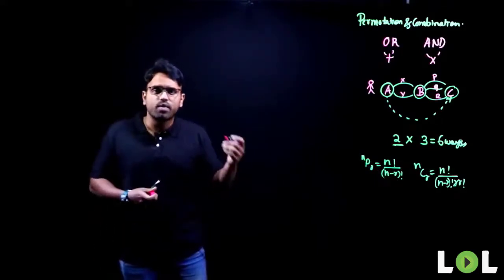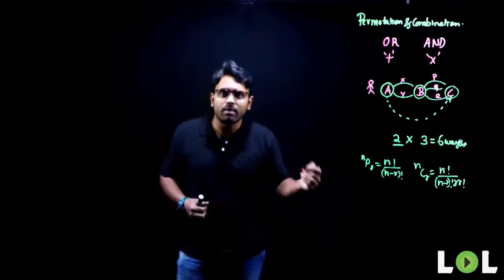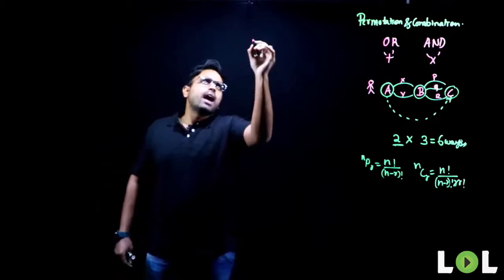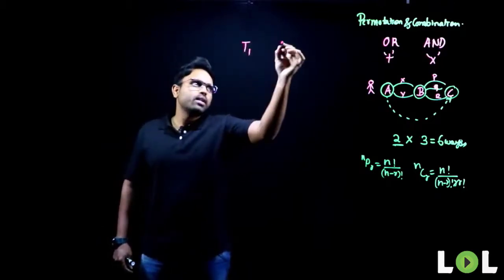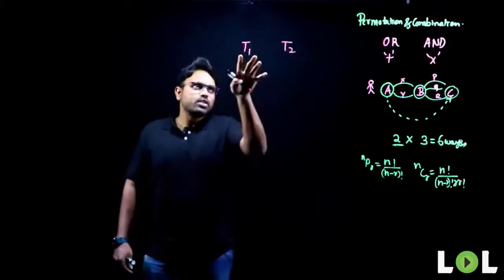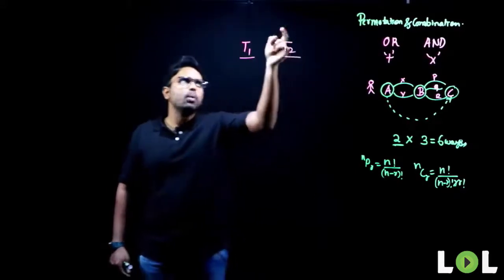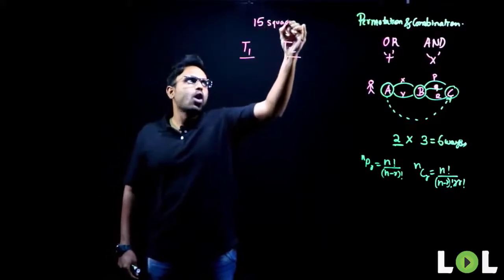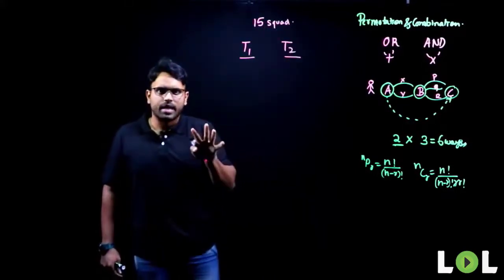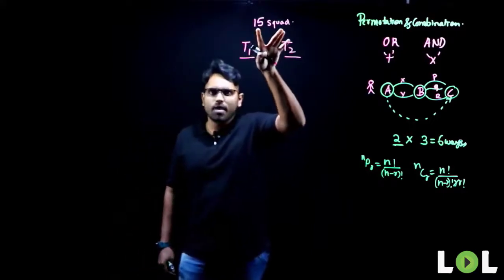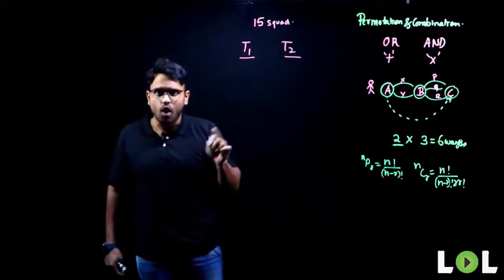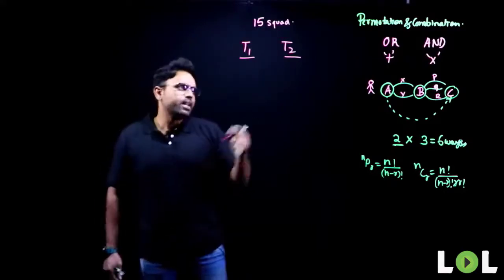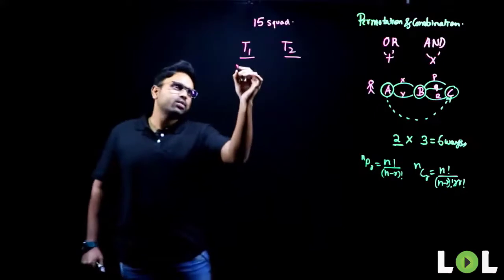Before we move to the formula, let's understand in detail with an example what we mean when I say permutation and what we mean when I say combination. Okay. Let's say there are two cricket teams to be formed. One has to be team 1 and the other one has to be team 2. There are 15 people in a squad. In a cricket team, 15 people are there in a squad, but 11 will play and there will be 4 extras.